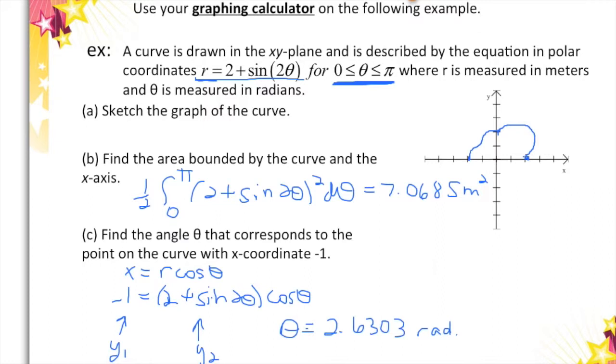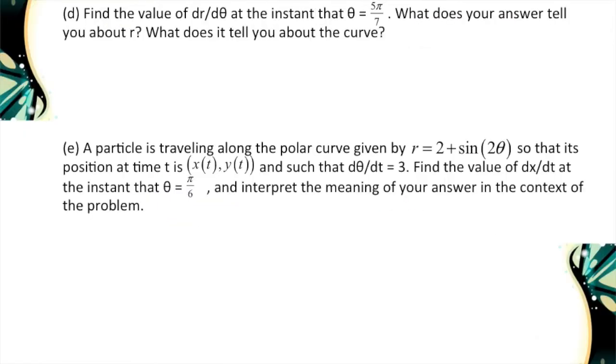Alright, great. Now that is the first 3 prompts. We have a couple more to do on the other page, so let's go to the other page. And let's look at this one. It says, find the value of dr d theta at the instant that theta is 5 pi over 7. What does your answer tell you about r, and what does it tell you about the curve?